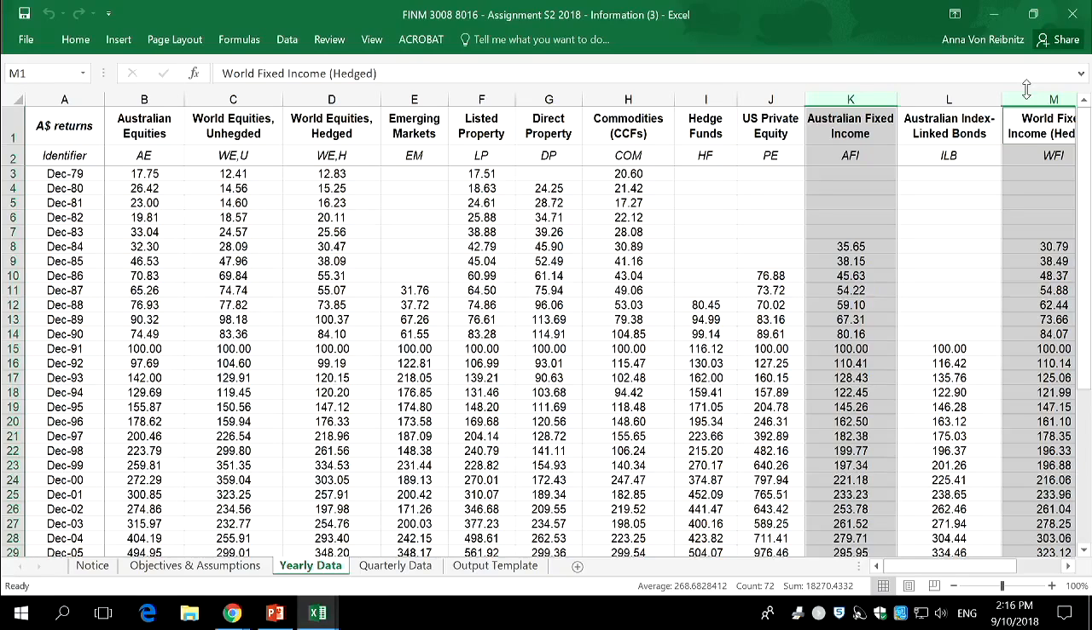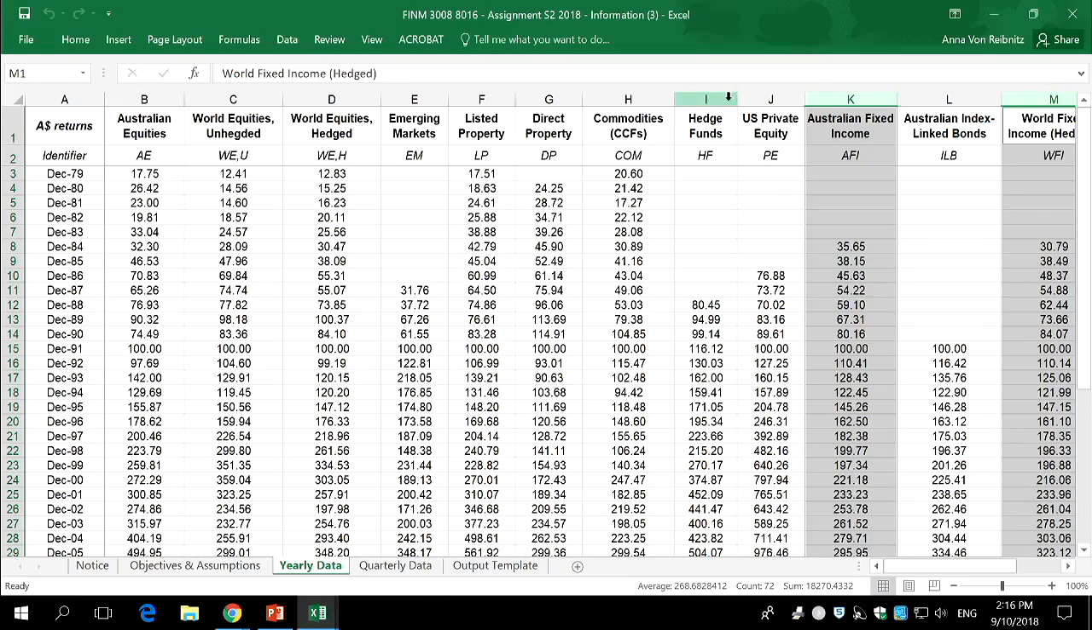Can anyone remember, in world fixed income, do you typically hedge or not hedge your currency risk? You typically hedge your currency risk. Yeah. We haven't really focused on it in the course, but now you're starting to actually attach why the data is the way it is. So in fixed income, the standard practice is to hedge. That's what this world fixed income category is. There is no unhedged fixed income. The hedging decision happens in equities.